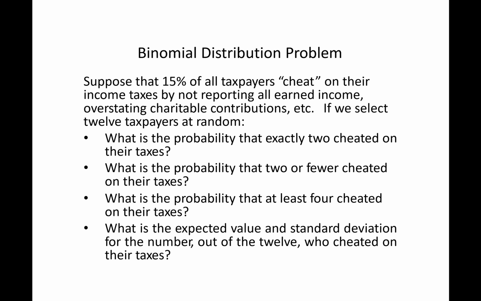In this video, we're going to look at problems involving the binomial distribution. And here's a typical example. 15% of taxpayers cheat on their income taxes. Either they don't report all of their earned income or overstate charitable contributions and so forth. And we're going to randomly select 12 of these. And of the 12, we want to know, first, the probability that exactly 2 cheated on their taxes, that 2 or fewer cheated on their taxes, at least 4 cheated on their taxes, and the expected value and standard deviation of the number out of those 12 that cheated on their taxes.